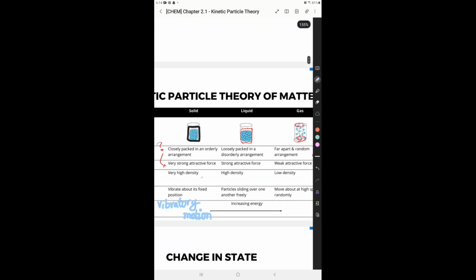And in liquids they are sliding over each other. Like you have seen that whenever we have a bottle of water and we are shaking it, it has a sliding kind of motion. The particles are kind of sliding over one another. We can see the water moving here and there. I would advise you to look at any liquid closely, then you will get my point. So in liquid, the particles slide over one another freely. This is the motion that happens in liquid.